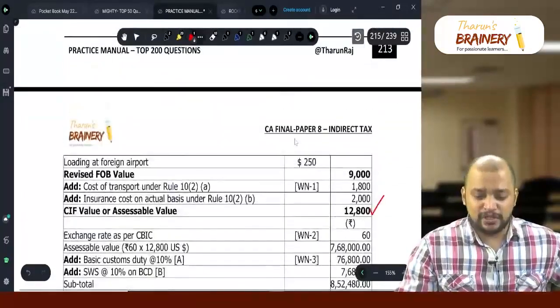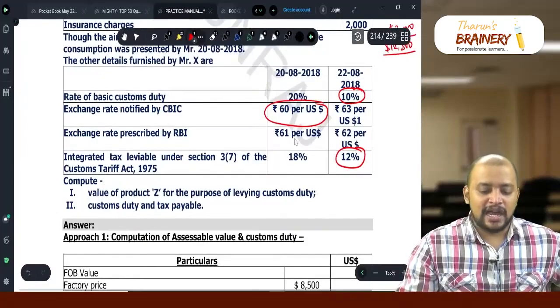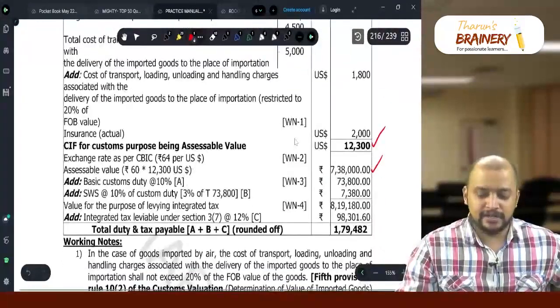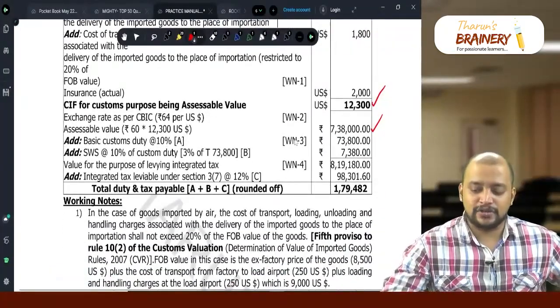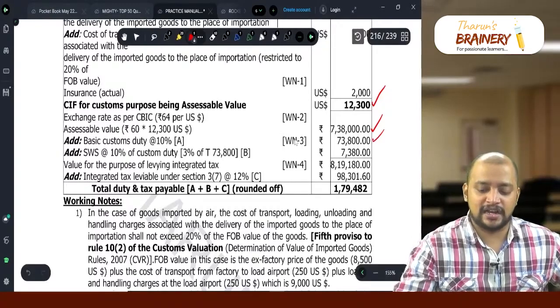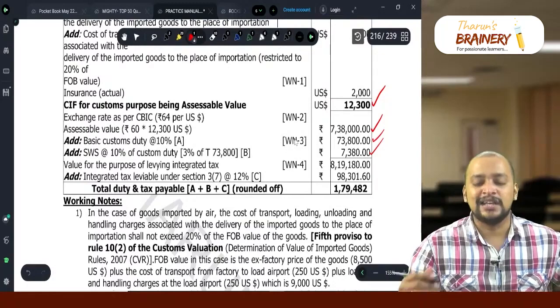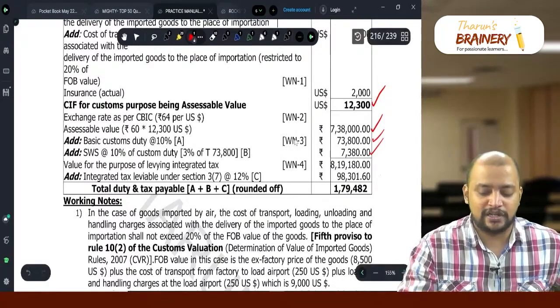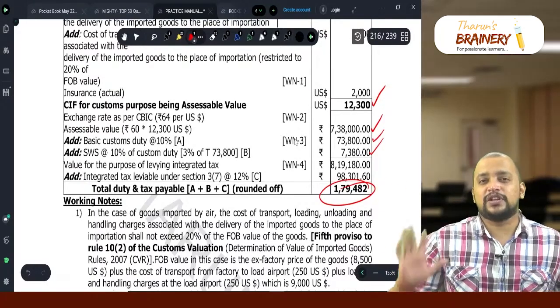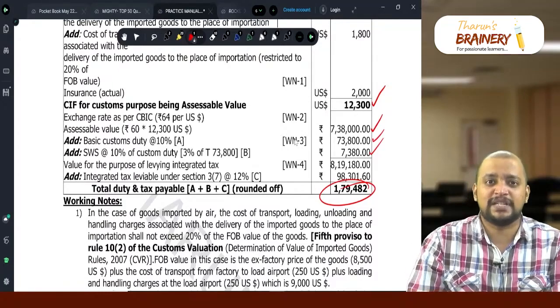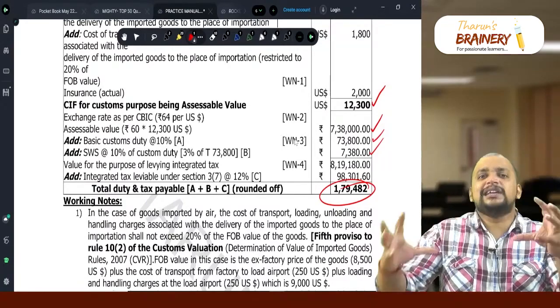Then basic customs duty 10% and IGST 12%. So 7,38,000 into 10% is 73,800. Social welfare surcharge 10% of that, 7,380. Now IGST will be 12% on this. So the total customs duty payable will be computed simply.